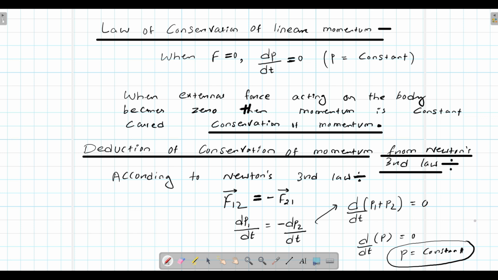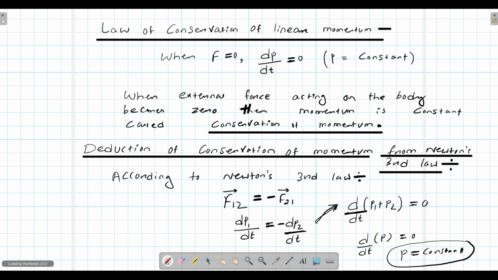Deduction of conservation of momentum from Newton's third law: F12 equals minus F21. So dp1 by dt equals minus dp2 by dt. So d by dt of (p1 plus p2) equals 0, so dp by dt equals 0. Momentum equals a constant. That is the conservation of momentum.